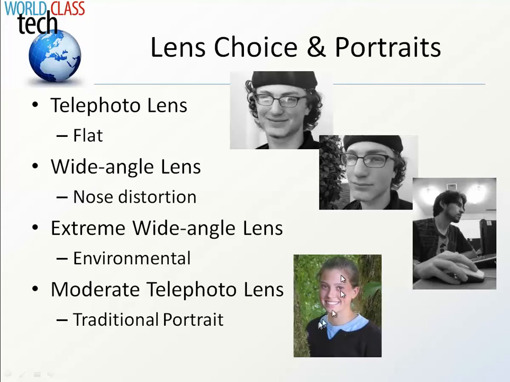So really the best choice for traditional portrait photography is to have a moderate telephoto lens. What I mean by that is a slight telephoto setting on the lens length, but not a really long zoomed out lens setting. A really moderate one will do the best for your photographs, like the picture of Alex here. There's no distortion, the picture looks good.